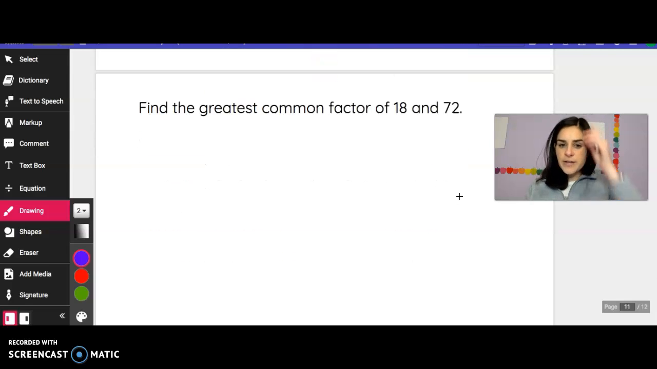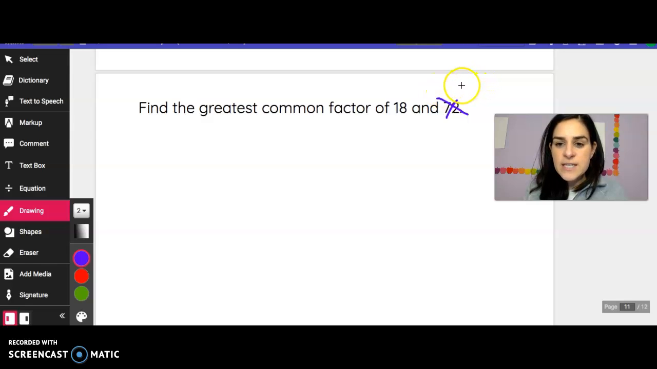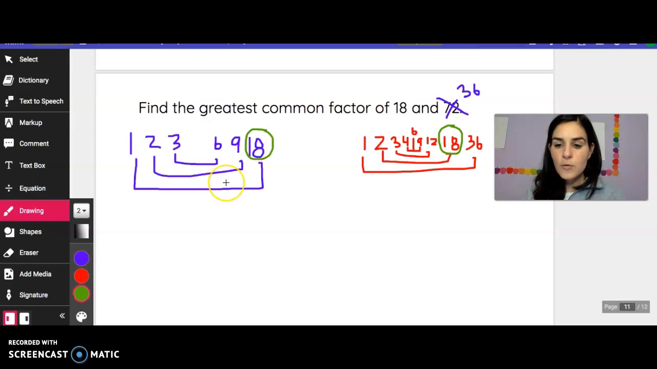So we're going to find the greatest common factor of two numbers, but I'm actually going to change it. I don't want you to do 72. I want you to find the greatest common factor of 18 and 36. So see if you can find the biggest factor that they have in common. Pause the video, see if you can figure that out. Hopefully you saw that 18 was the greatest factor that they had in common.